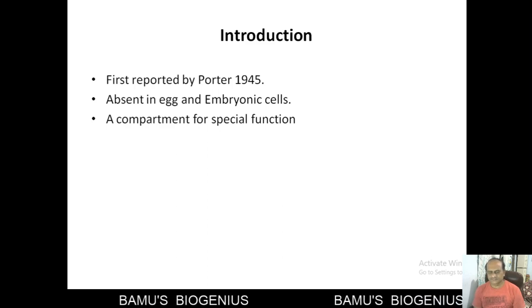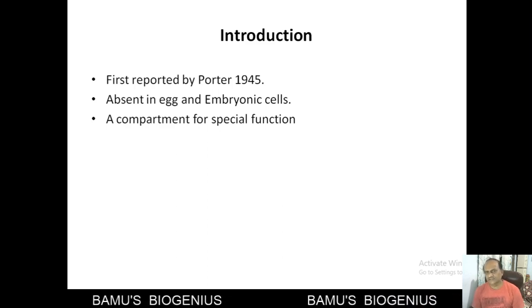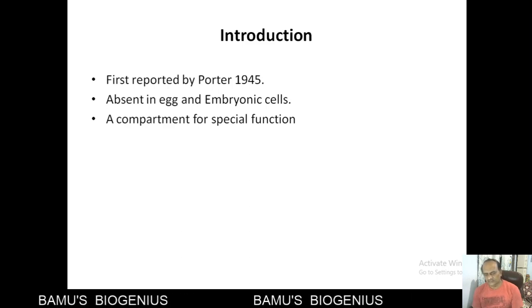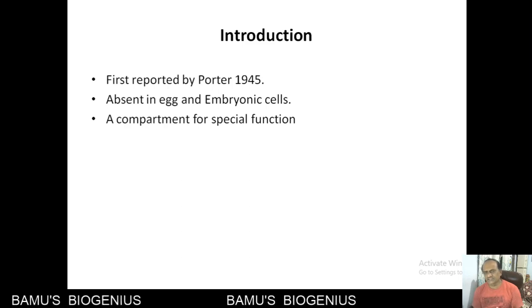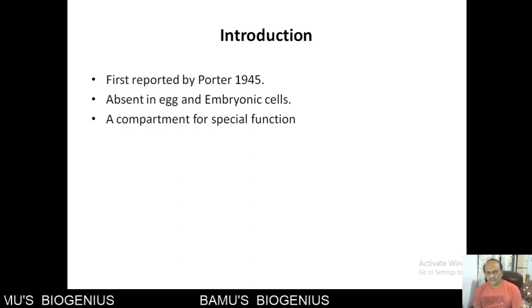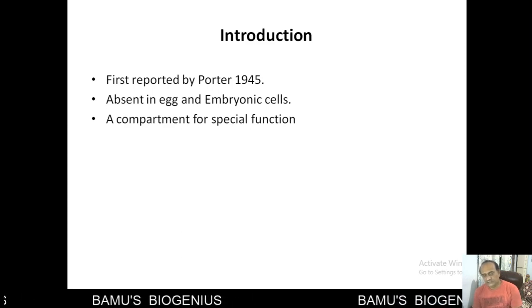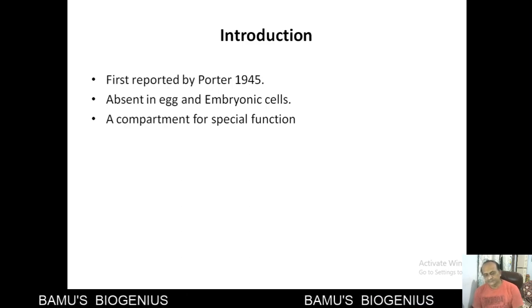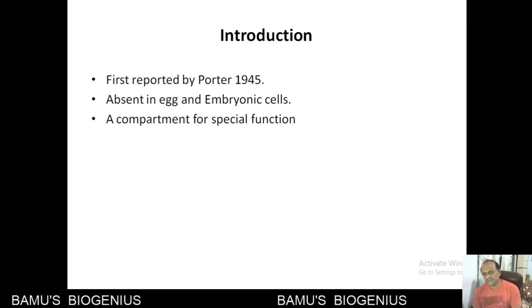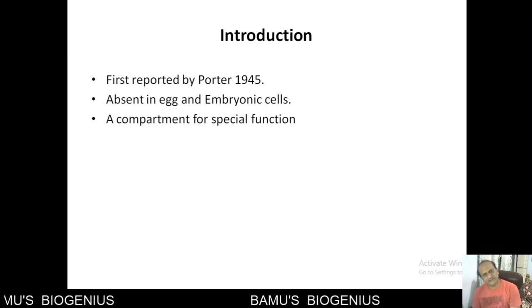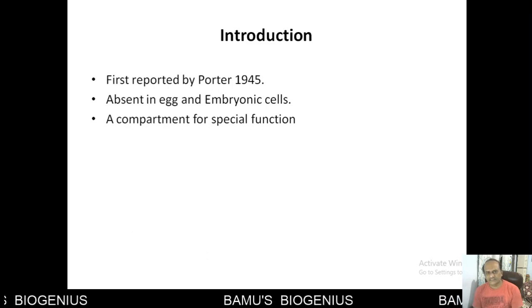If we look at the name of this endoplasmic reticulum, it is situated near the nucleus, and we know that the cytoplasm is divided into endoplasm, which is the region of the cytoplasm near the nucleus, and the ectoplasm, which is near the plasma membrane. So the organelle which is present in the endoplasm is named endoplasmic. And reticulum means a net-like structure.